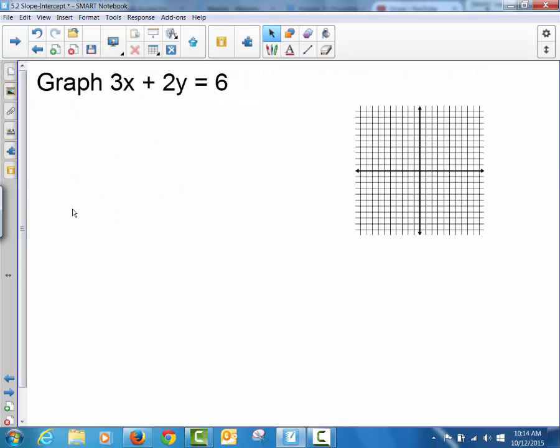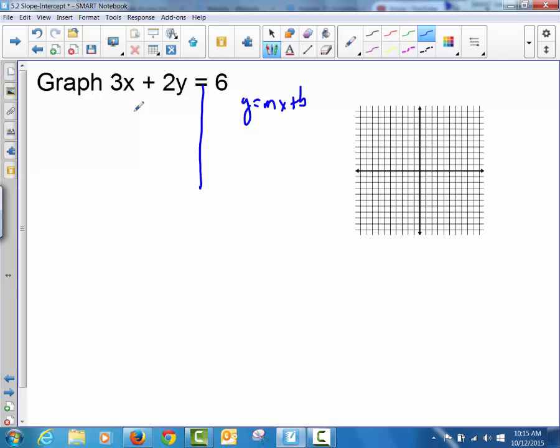Alright, graph 3x plus 2y equals 6. Now what's the problem with this one? The problem with this one is that it doesn't have it in slope-intercept form. And we want it to say y equals mx plus b. So we want the x to be on the right side, the y to be on the left side. So let's change this formula around. So we go minus 3x and minus 3x. That leaves us with 2y equals minus 3x plus 6.